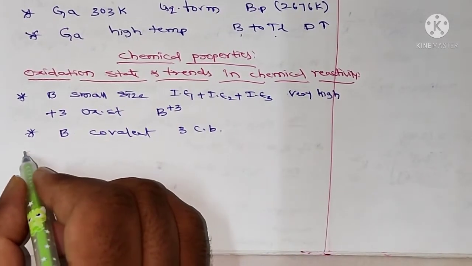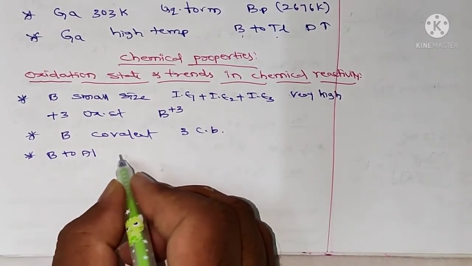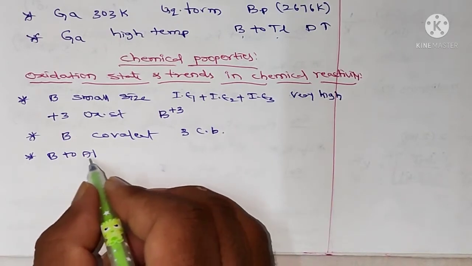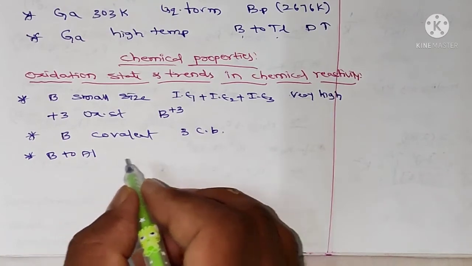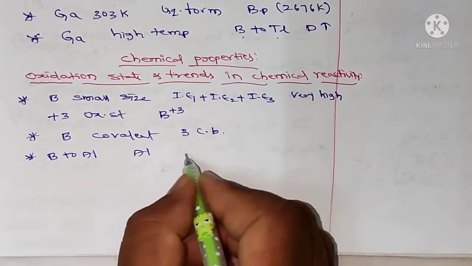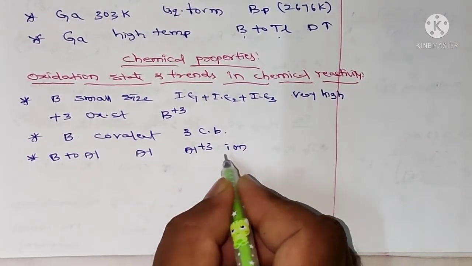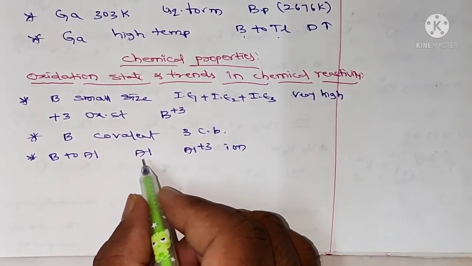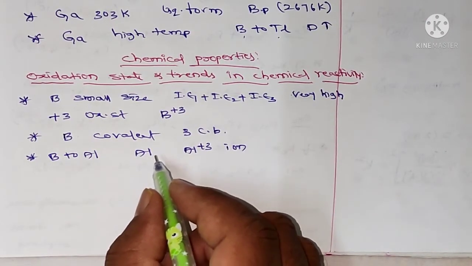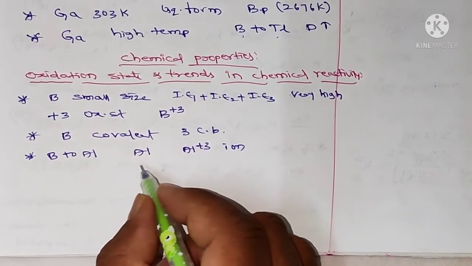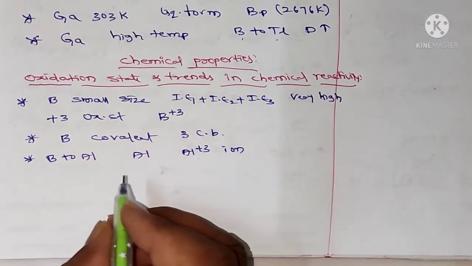And if you go from boron to aluminium, the ionization enthalpy decreases because size increases. So aluminium can form the Al+3 ion, because the aluminium size is more than boron. So we can easily remove the 3 electrons from the outer shell of aluminium to get Al+3.